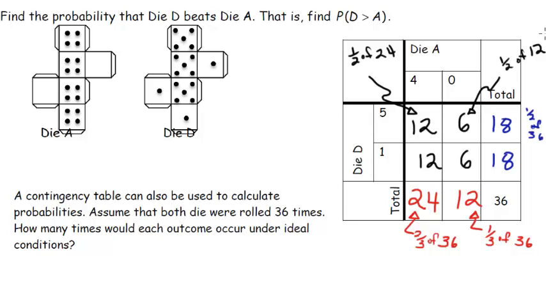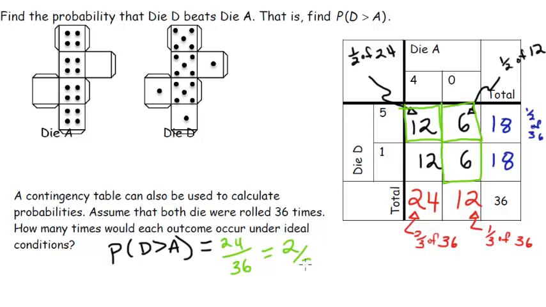So once we construct our contingency table, or oftentimes in the book you're given the contingency table, now we can ask the question, when is D greater than A? Well, D is greater than A here, D is greater than A here, and D is greater than A here. So here we have 24 of my 36 options, which is 2/3.